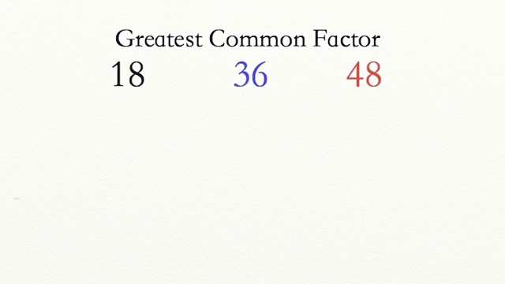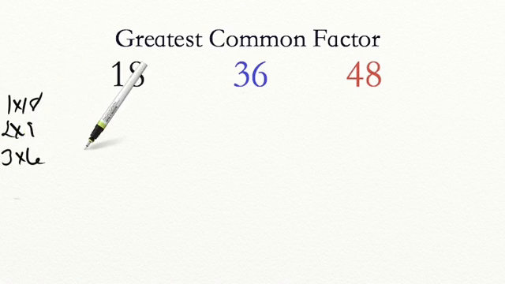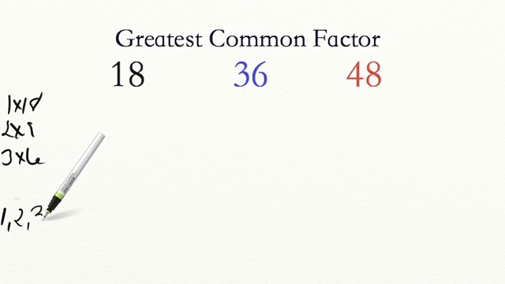Now that you've had the chance to find the greatest common factor for two numbers, do you think you can do it for 3? Let's go ahead and list out all of the factors for 18, 36, and 48. Let's start with 18. We know that we can multiply 1 times 18, 2 times 9, and 3 times 6. There aren't any other numbers that we can multiply together to get the number 18. So let's go ahead and list those factors from least to greatest. 1, 2, 3, 6, 9, and 18.